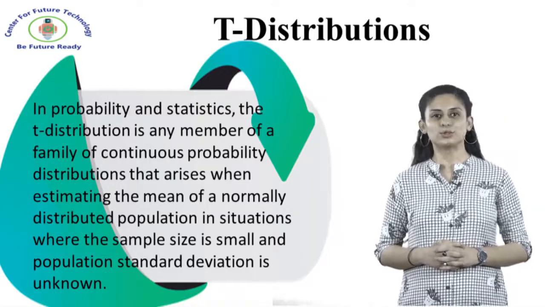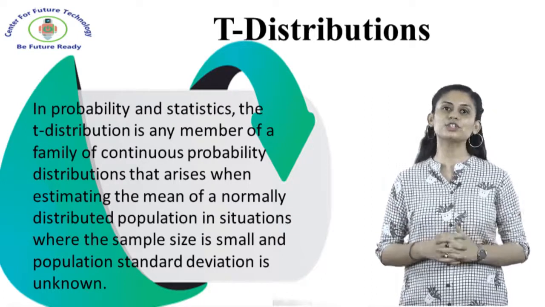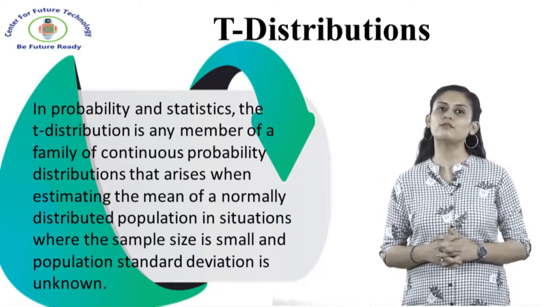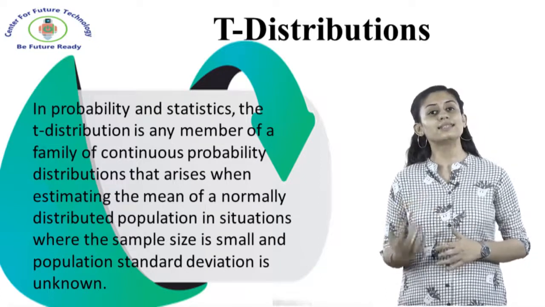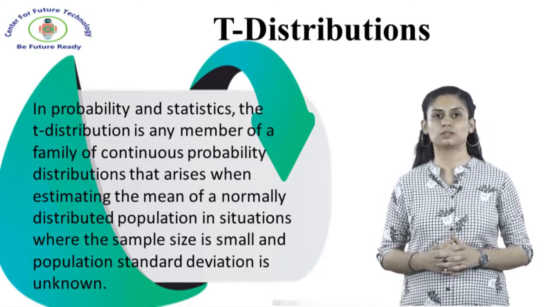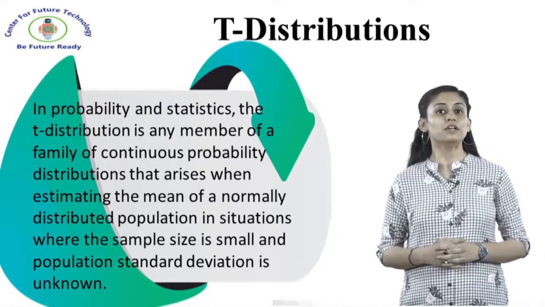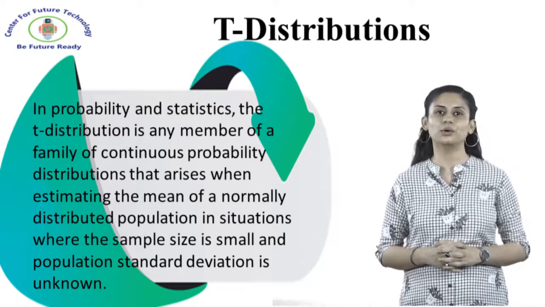Next one is the T distribution. In probability and statistics, the T distribution is any member of a family of continuous probability distributions that arise when estimating the mean of a normally distributed population in situations where the sample size is small and population standard deviation is unknown.